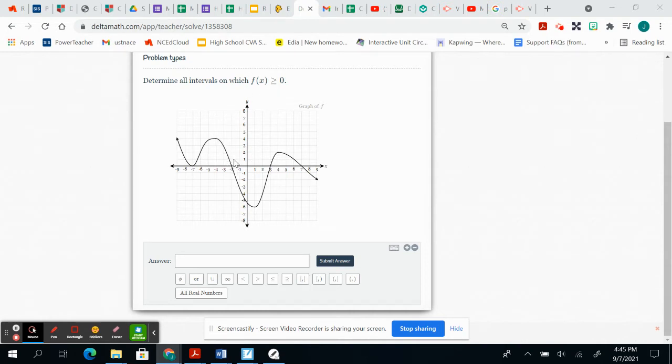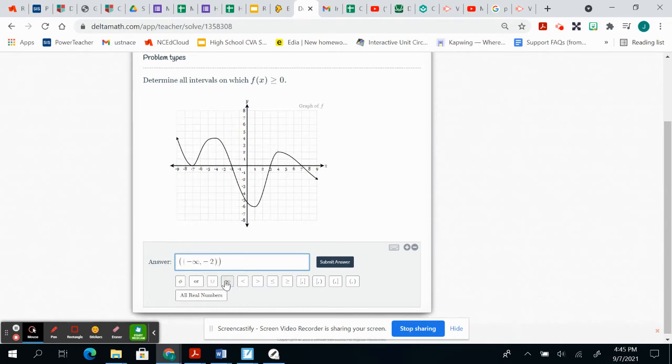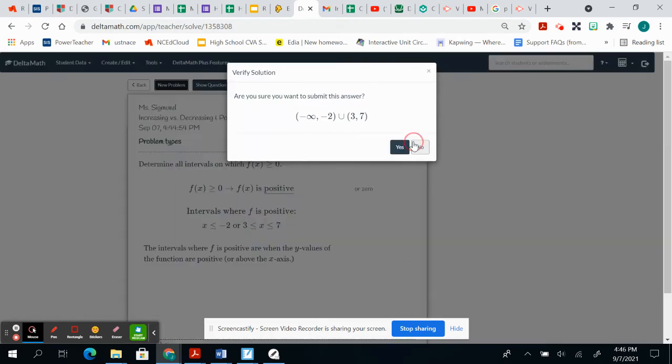So y is greater than 0 from negative infinity to -2 for sure. Don't hit enter yet. And now we're negative. Oh, and now we cross our x-axis again at a +3. So I can start a parentheses, 3. And it's going to be above our x-axis all the way until we get to x value of 7. So the domain from 3 to 7. After that, it's negative again. So we're going to submit our answer.